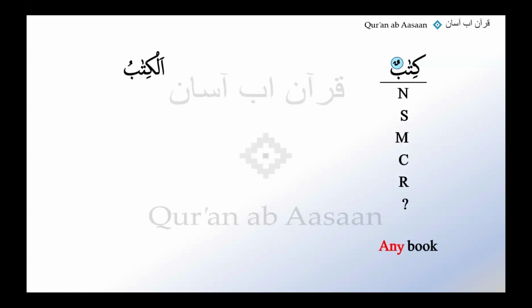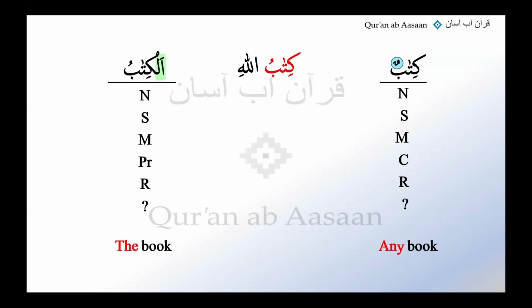This one, analyze this for me. The first thing, color the al green, good. Noun, singular, male, proper, rough, good. Question mark, the book. Beautiful. All right. Now, this one. Is it one word or two words? Two words. Excellent. Let's just start with the first one, the one in red.